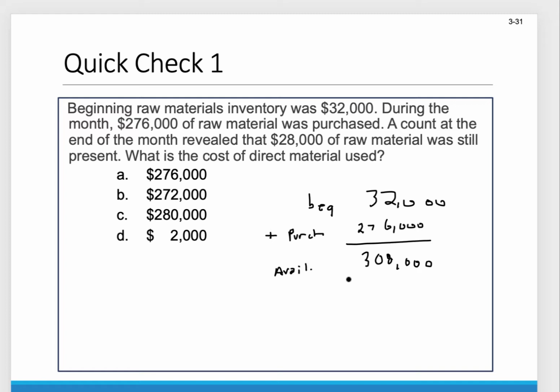All right. Then they say, oh, by the way, account at the end of the month. Hey, guess what? We got $28,000 of raw materials still present, right? So we have $28,000 of raw materials left. How much did we use? Well, that's easy. Since this is my ending, I'm going to subtract out my ending balance. Take $308,000 minus the $28,000. I end up with $304.